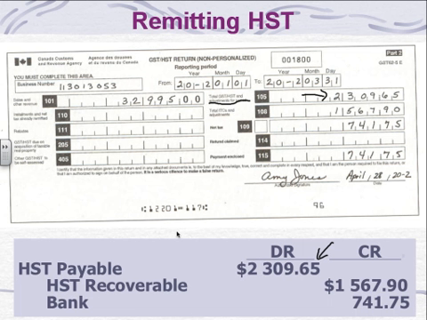Now, you're going to look at your HST recoverable. Looking back at the document, you can see that HST recoverable for the company is $1,567.90. And again, you're closing that out, so it's going to be a credit. Now, looking at the values, your HST payable was greater than your HST recoverable, which means you still owe money to the government. So you subtract those two amounts, you get your difference, which is $741.75.